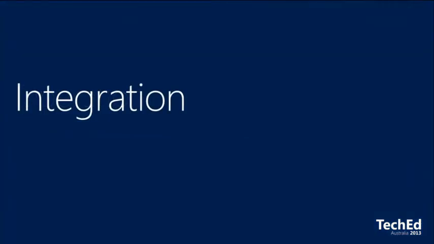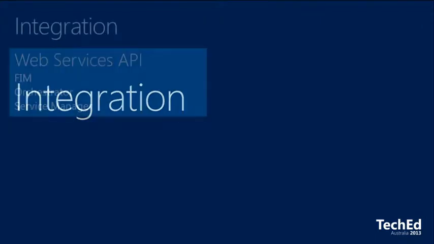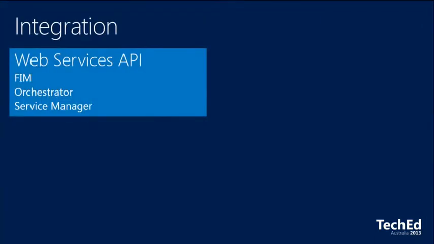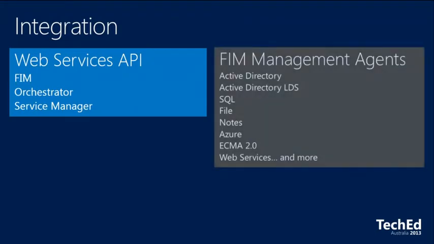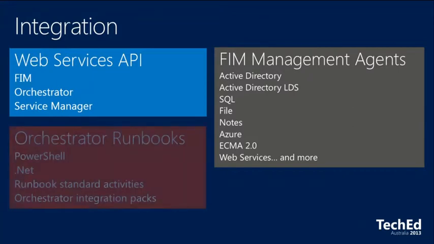quickly talk about the integration points within this solution. So what did we have available to us? We had the Web Services API in FIM, Orchestrator, and Service Manager, so we could programmatically talk to those interfaces. We had FIM management agents that allowed us to talk to Active Directory, LDS, SQL, Notes. You can see that Azure is there. So there is Azure FIM management agent, but it's currently in beta and on the Connect website at the moment. Web service, and there's a lot more.